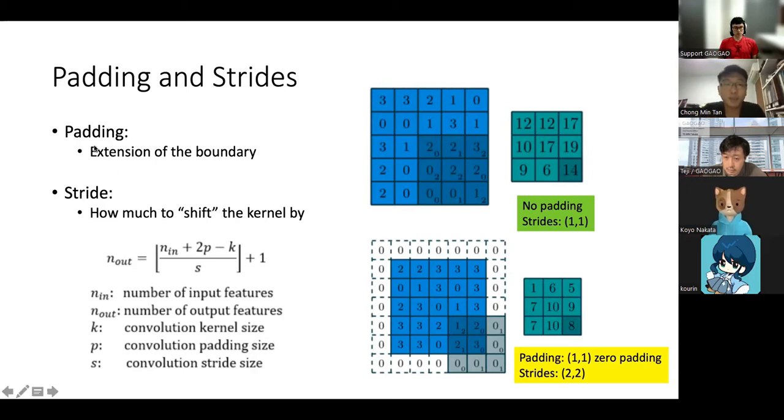So just to recap, we have this thing called the padding. The padding is the boundary of zeros. Usually it's zeros. And then the stride is basically how many squares to move the filter, or the kernel, by each time step. So all good with that?